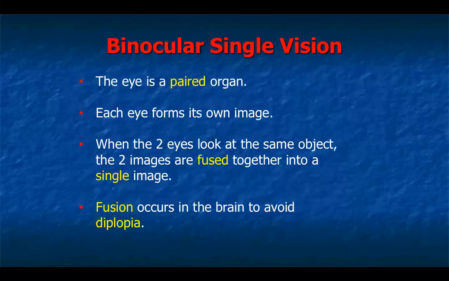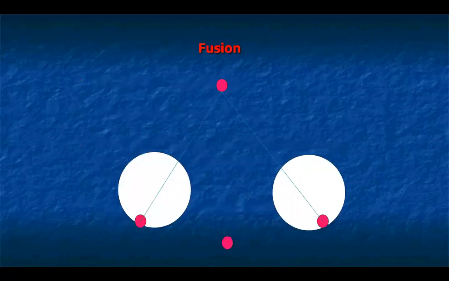So the eye is a paired organ. This means we have two eyes. Each eye forms its own image. When the two eyes look at the same object, the two images are fused together into a single image. Fusion occurs in the brain to avoid diplopia or double vision. So this is fusion. Two images are fused by the brain into a single one, or binocular single vision.